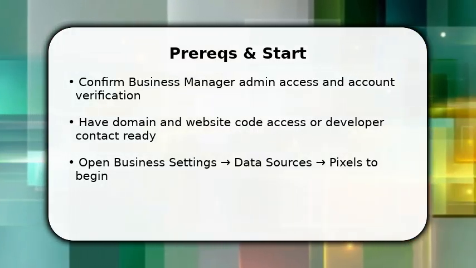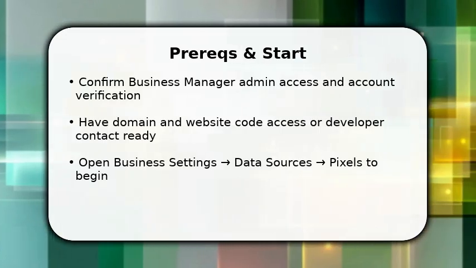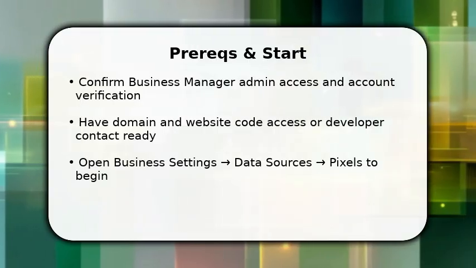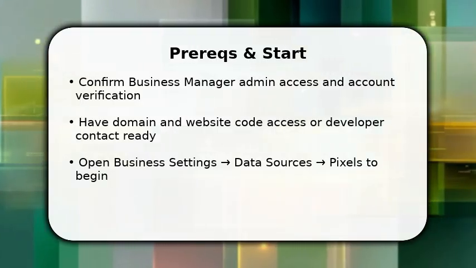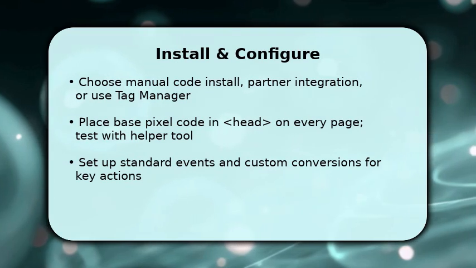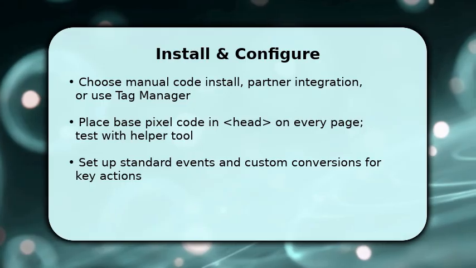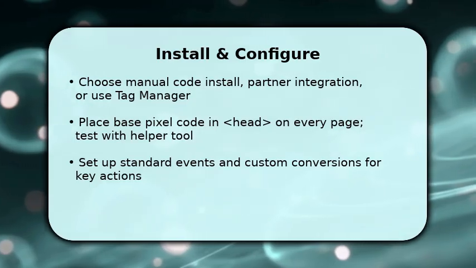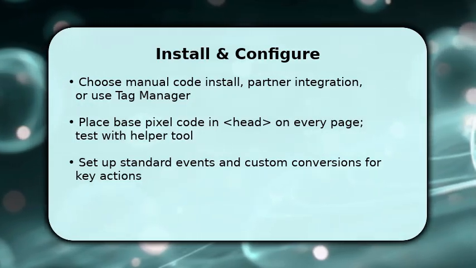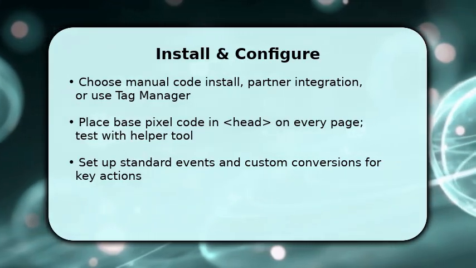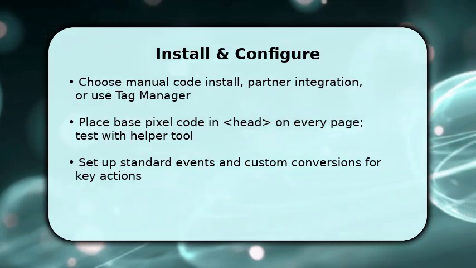You're starting now, not later, so make the naming, owner, and primary ad account choices immediately to avoid permissions friction down the line. Once the pixel exists, choose how to install it: manual, partner integration, or Google Tag Manager. If manual, copy the base code and paste it into the site head so it loads on every page.